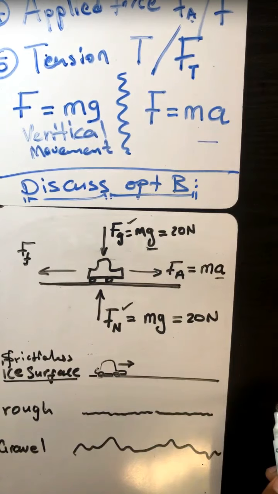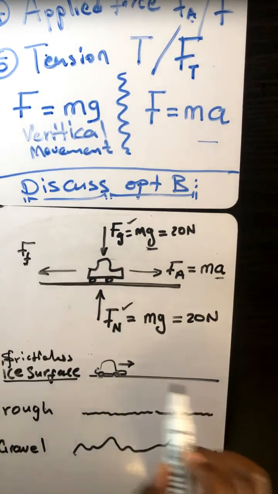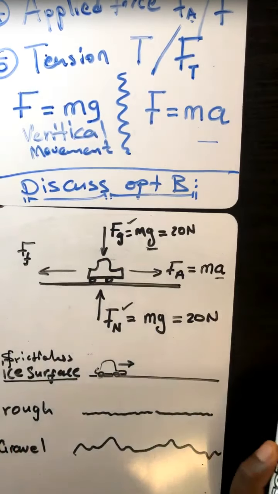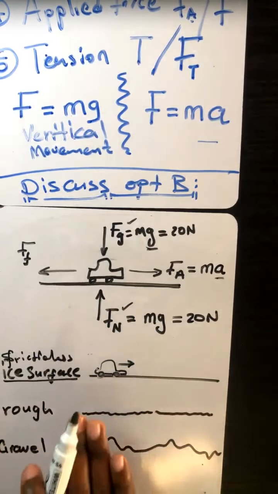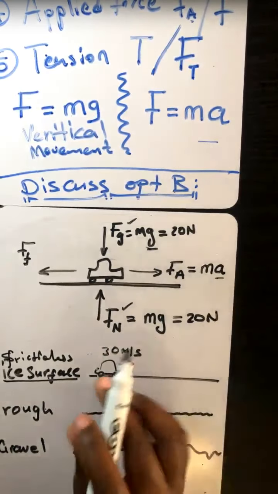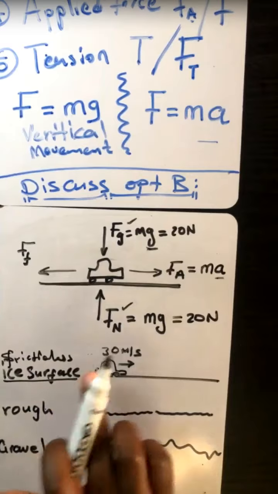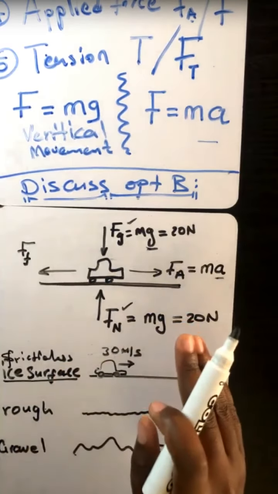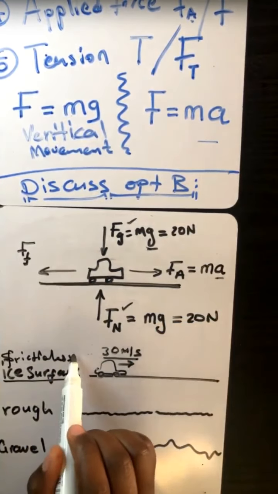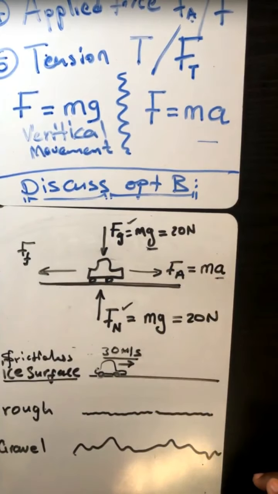I'm not sure, LB, if you understand that. I'm just trying to explain in terms of these three types of surfaces. With no friction, this object will forever move in that direction if it is pushed. Let's say you push it and it moves at 30 meters per second. So for every second, it travels 30 meters, and it will be at that speed forever. It will never stop. It will never increase its velocity. It will just travel at 30 meters per second. Why? Because there is no frictional force. I'm not sure if that part makes sense, LB.